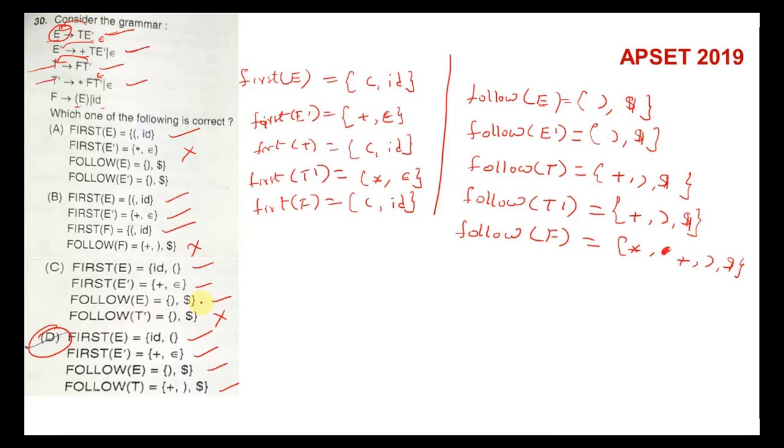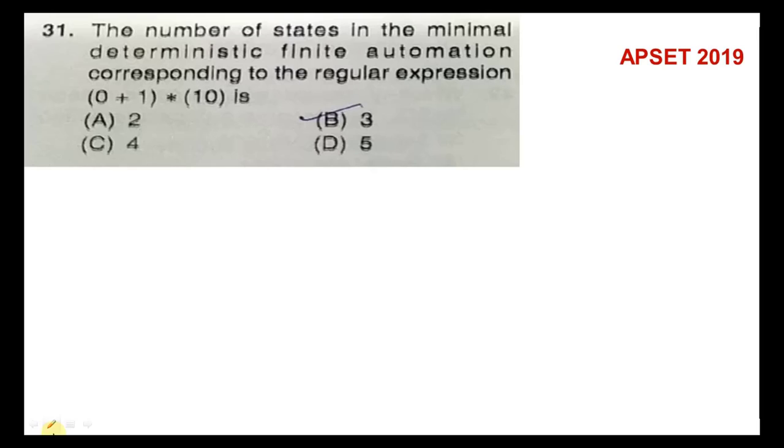Now see the next question, question number 31. It is asking about the number of states in the minimal DFA corresponding to the regular expression. He has given the regular expression (0+1)* 10, that is, 0 plus 1 whole Kleene star, and then followed by 1 0.